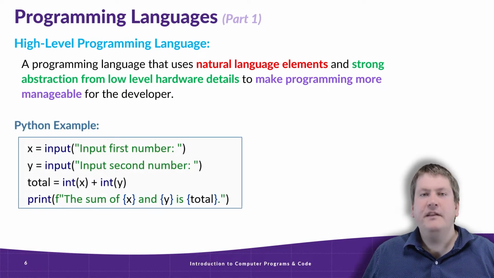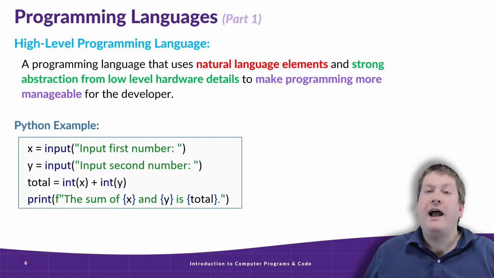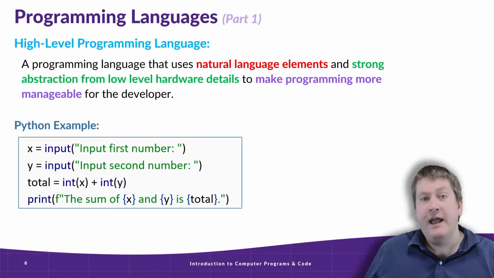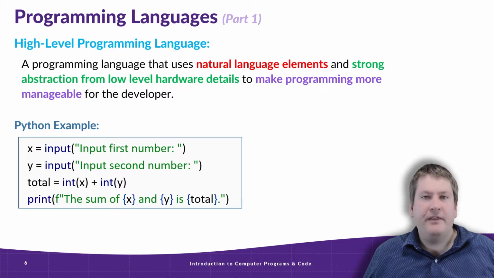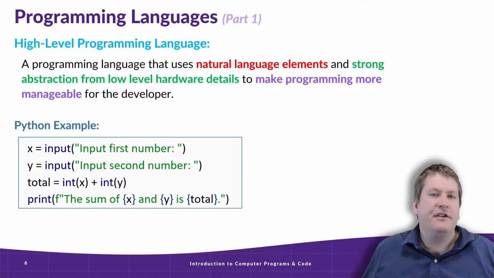As a simple example, let's take a look at this Python program that asks the user for two numbers and then outputs the result to the screen. Even if you don't know anything about Python yet, you'll probably have at least a general idea of what these lines of code do.